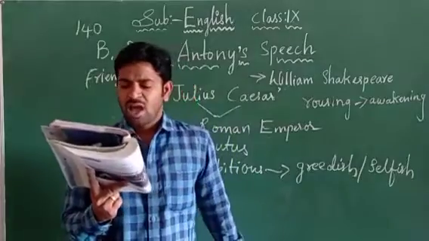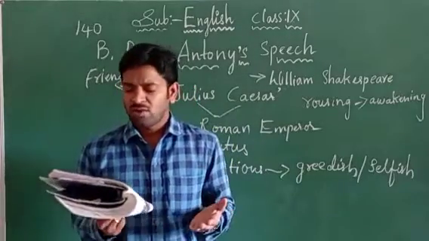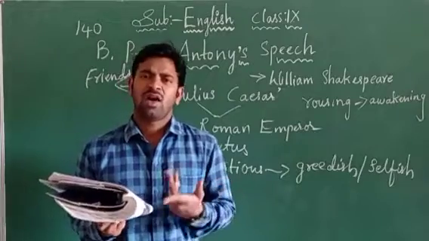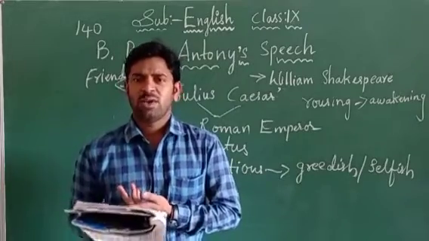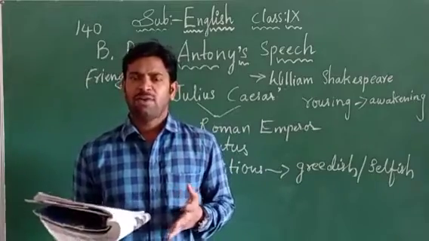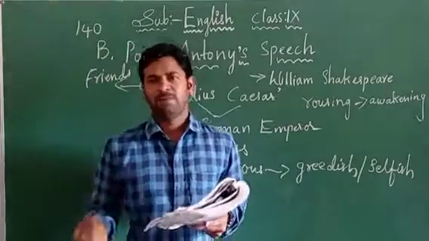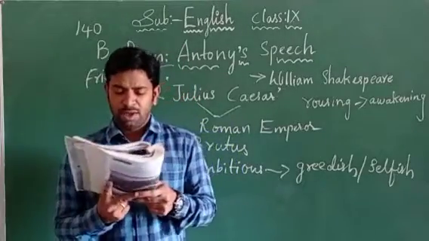Ambition should be made of sterner stuff. If he didn't have love towards his people, why would he have cried? If he was a greedy fellow with a lot of money, he could live happily, no? He did not live happily, because when his people were suffering, he used to suffer with them. When his people were happy, he used to be happy with his Roman people.